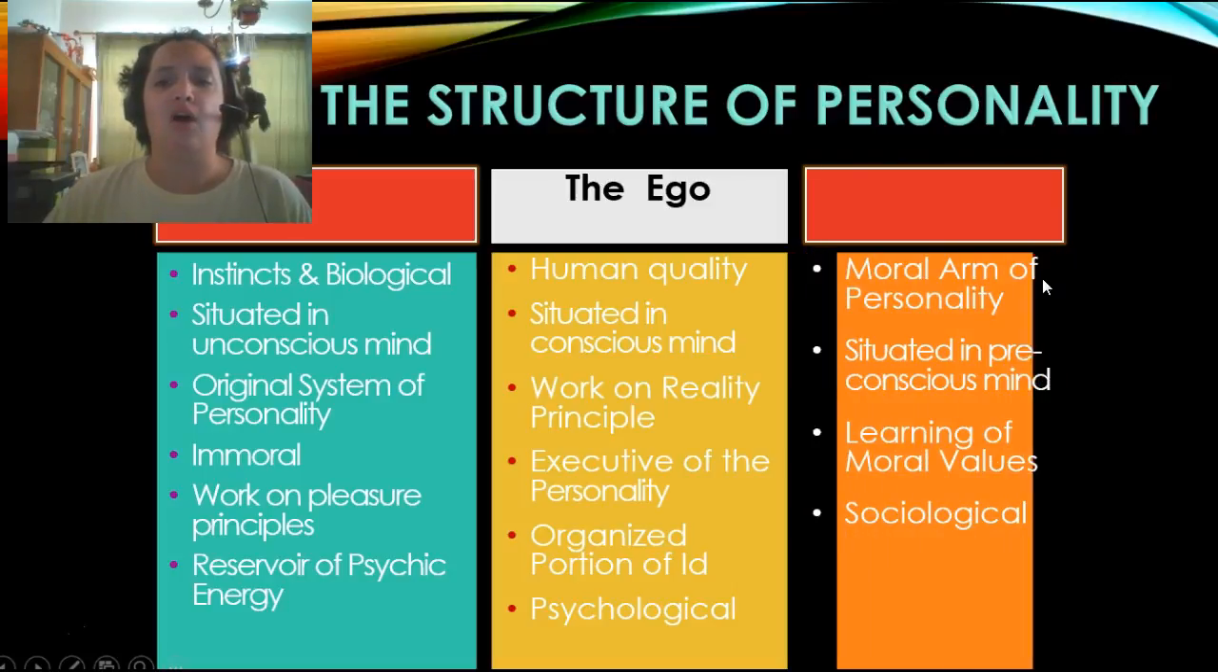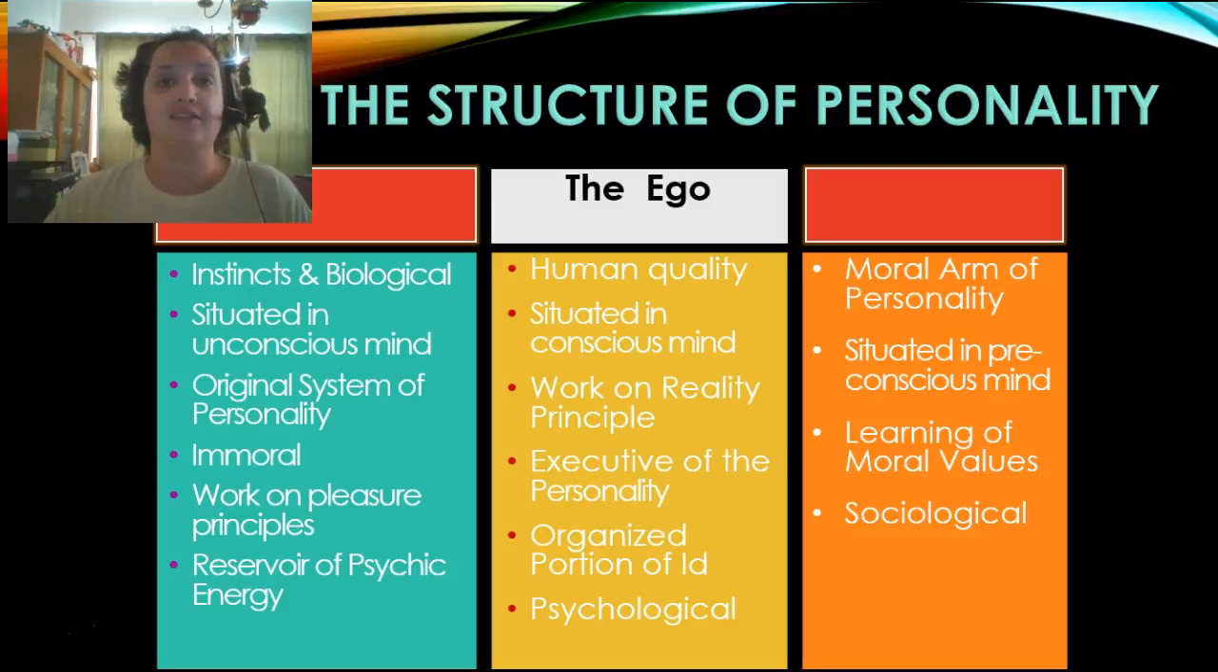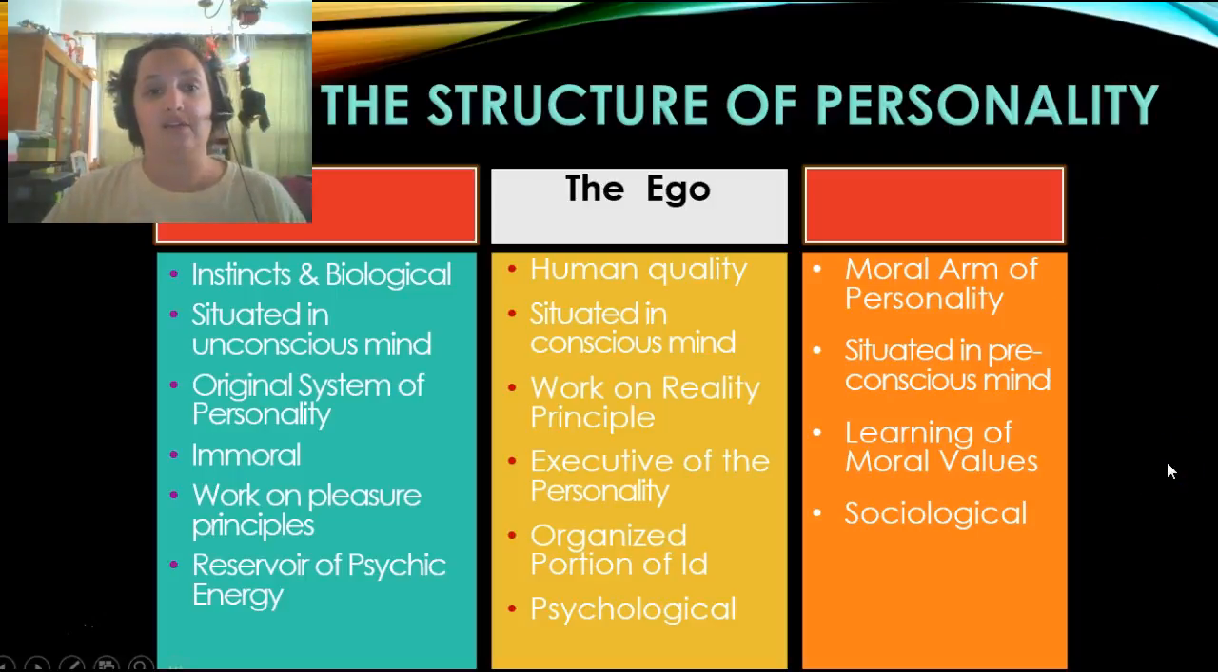This is the moral arm of your personality. Some of it is a little above in our conscious, but a lot of it's down below. It's in our preconscious mind, so we can access it, but we don't always know it's there. It's the one that pushes us to learn moral values, and it's more sociological. It thinks about the world around us and how we can be a part.